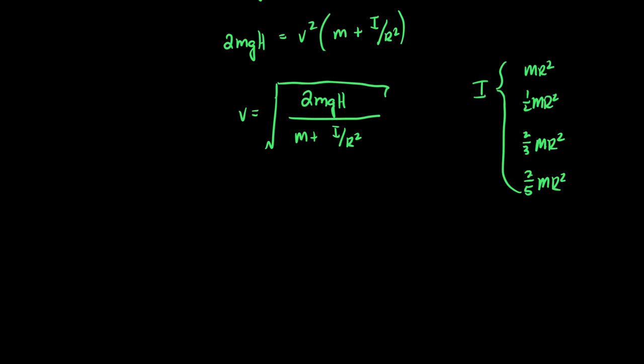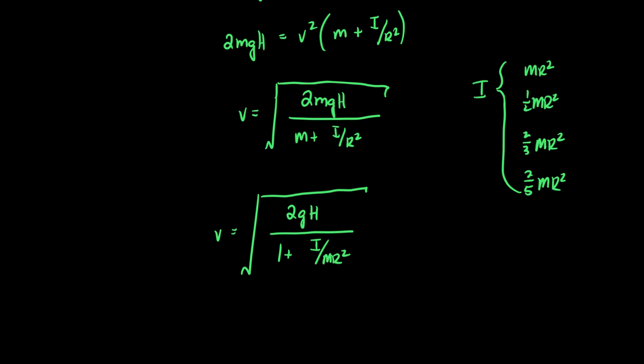In fact, one thing you may think about doing here to make this look even nicer, or worse, depending on your standpoint, is factor out the m's from all the terms and get 2gh on top and 1 plus I over mr squared on the bottom. Do you see what I've done? Because we know the mr squareds will cancel out when we put in the value for I. So what do we get? We get whatever the fraction is, right?